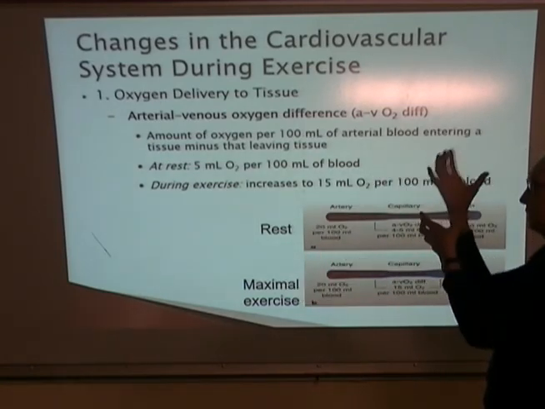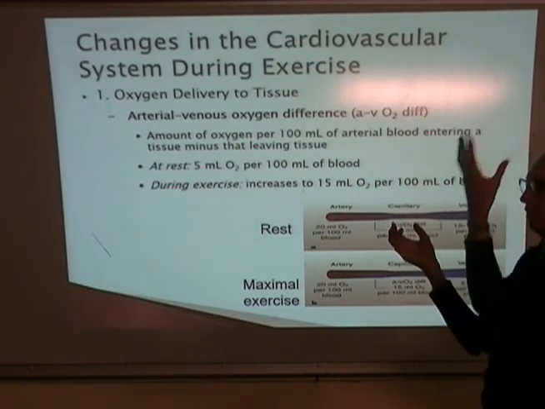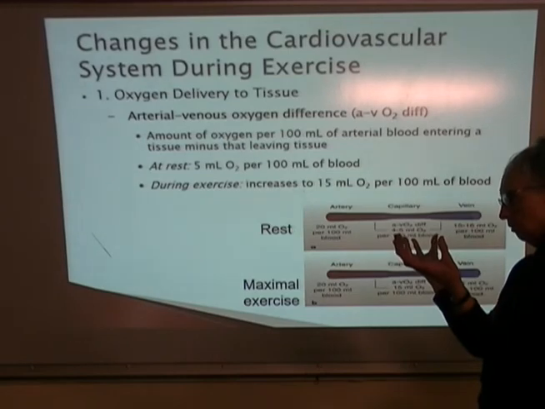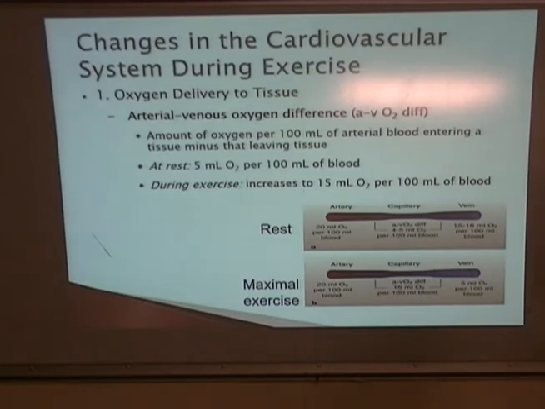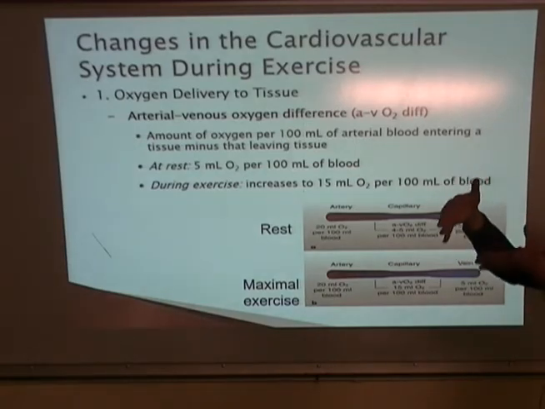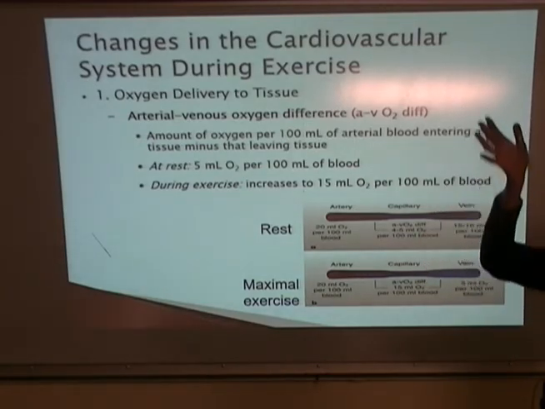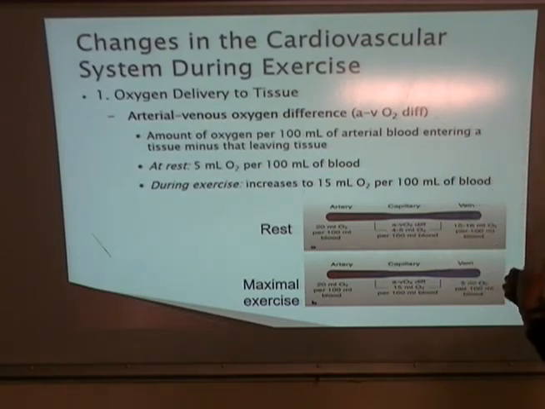What it's saying with these big long words is exactly that: what's the difference in oxygen saturation in the vein versus the artery? So how much oxygen is coming in via the arterial system to the tissue of interest, in our case muscles, and what's the oxygen level in the venous system leaving the muscles, taking the blood back to the heart. At rest, on average, we have about 5 milliliters of oxygen per 100 mils of blood.